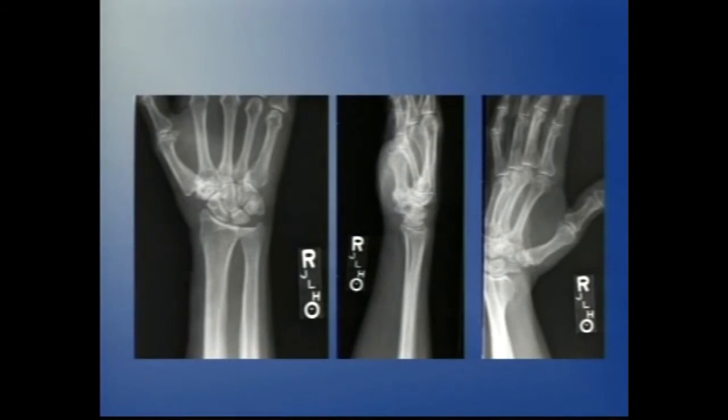There is supposed to be a nice joint space right here. So this is bad base of the thumb arthritis. Now again, we talked about how sometimes arthritis in the upper extremities can burn itself out. Okay, it doesn't hurt. It's not a weight-bearing joint.